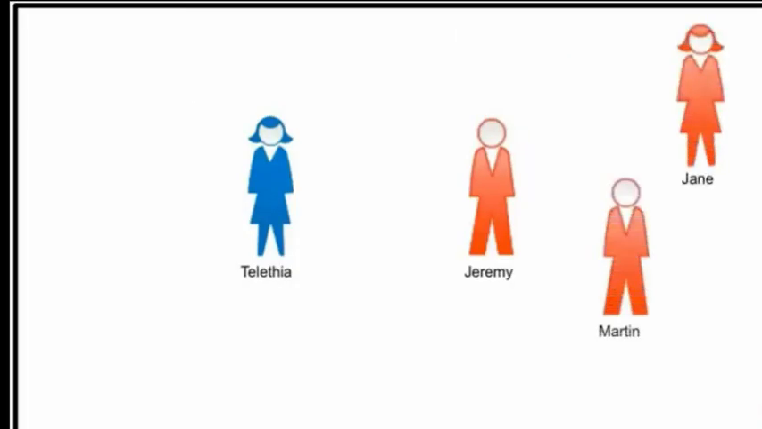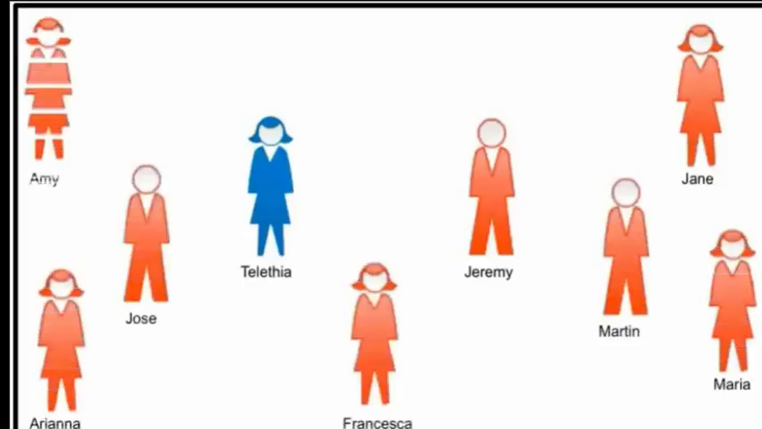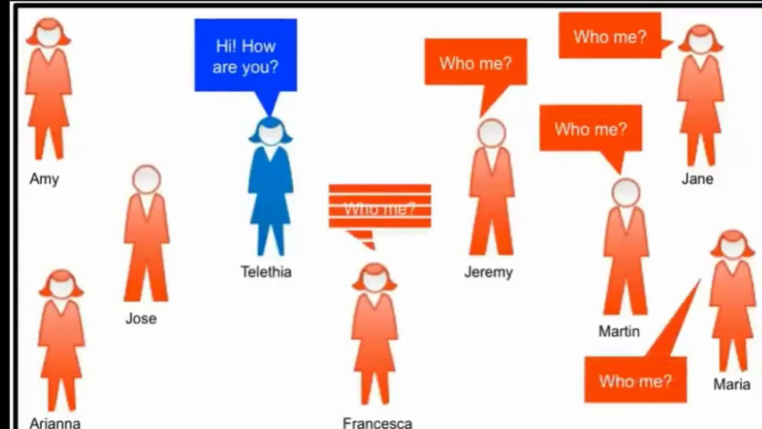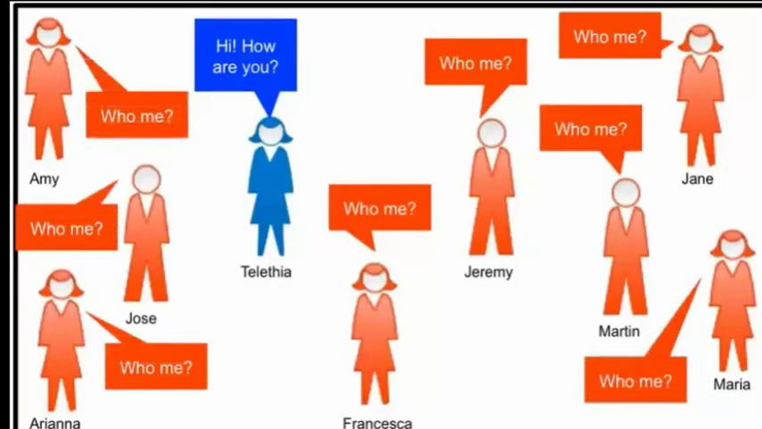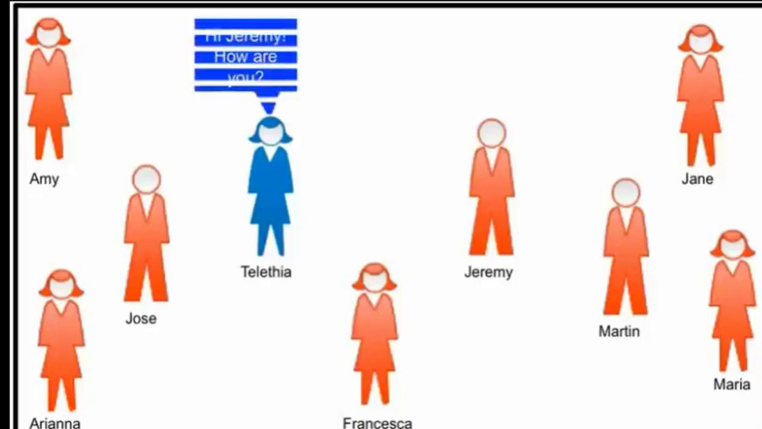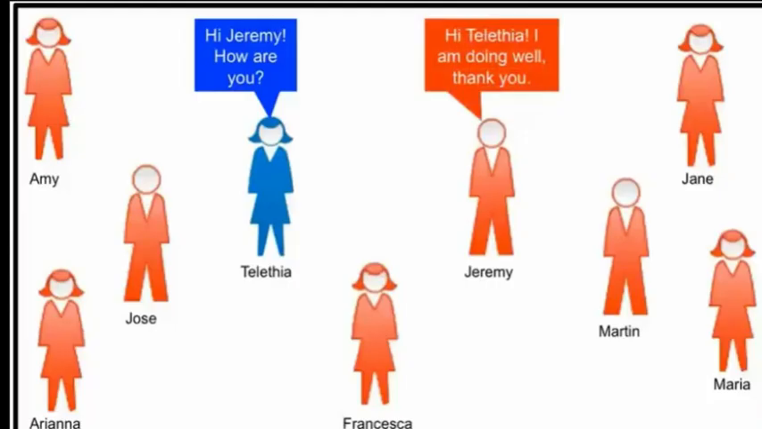But what if there are more than just two people in the room? Now, if Talithia says, "Hi, how are you?" each person in the room is wondering who Talithia is speaking to. To ensure that Jeremy knows Talithia is speaking to him, Talithia will include Jeremy's name in the message. "Hi, Jeremy. How are you?" Now Jeremy knows Talithia is talking to him and will respond using Talithia's name when speaking to her.